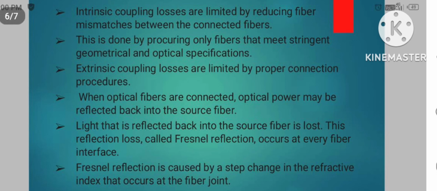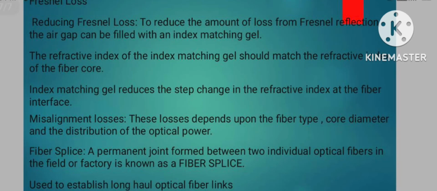Fresnel reflection is caused by the step change in the refractive index that occurs at the fiber joint. When a fiber is joined by using a splicing technique, the change in the refractive index causes these losses. Light gets reflected back, and this is termed Fresnel reflection or Fresnel loss. How do we reduce this? To reduce the amount of loss from Fresnel reflection, the air gap can be filled with an index matching gel, and by using a gel type of fluid we can reduce the Fresnel reflection losses.